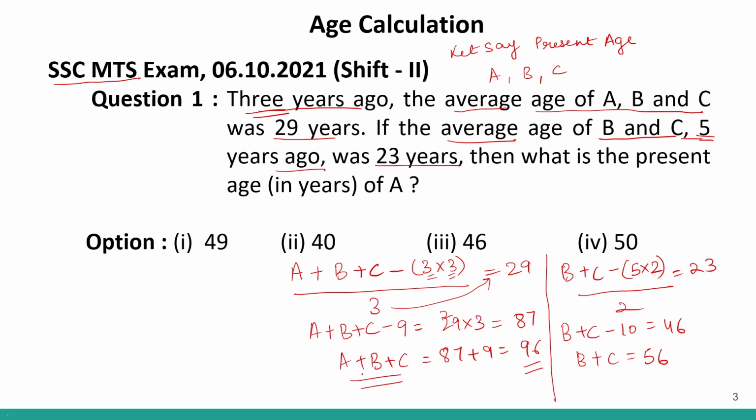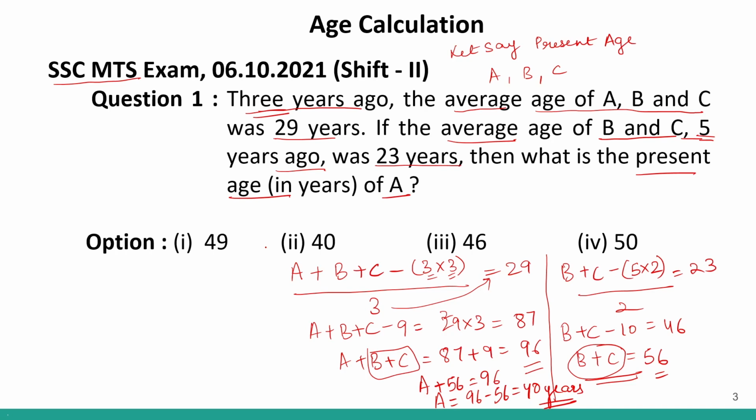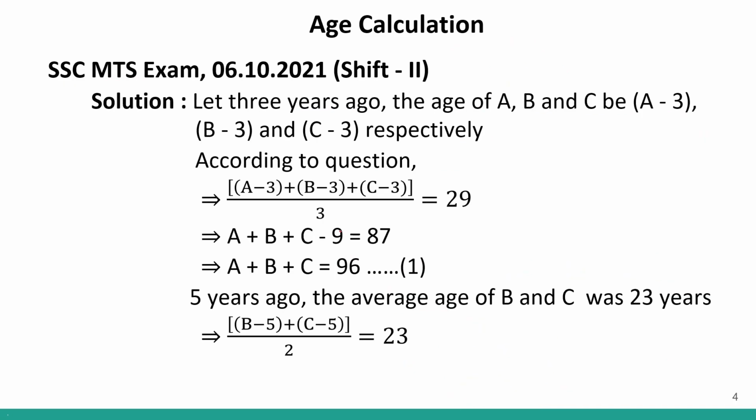Correct? Now, over here I know the sum of A plus B plus C, and over here I know the sum of B plus C. So, I can substitute the value of B plus C, which is 56, in this equation. So, A plus 56 equals 96. So, what will be the value of A? 96 minus 56, that means 40 years. Okay. So, the present age of A will be 40 years, which is option number 2. Clear?